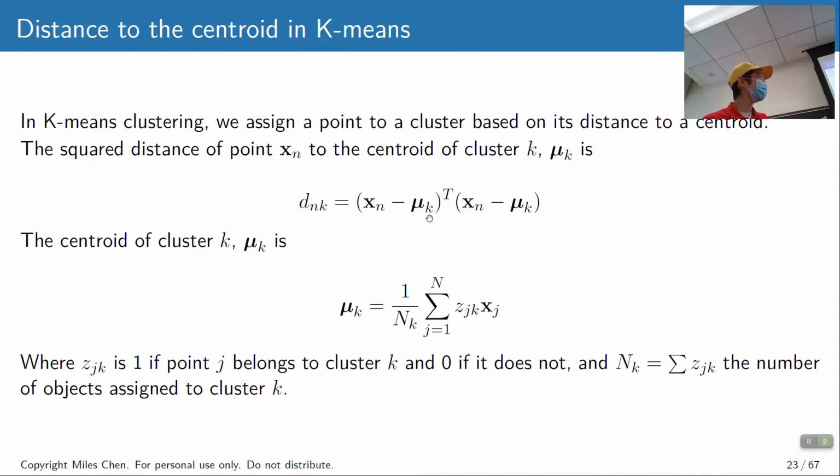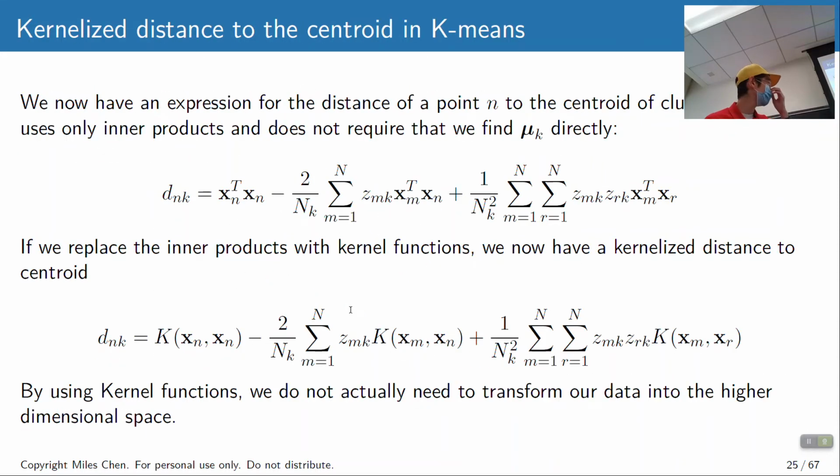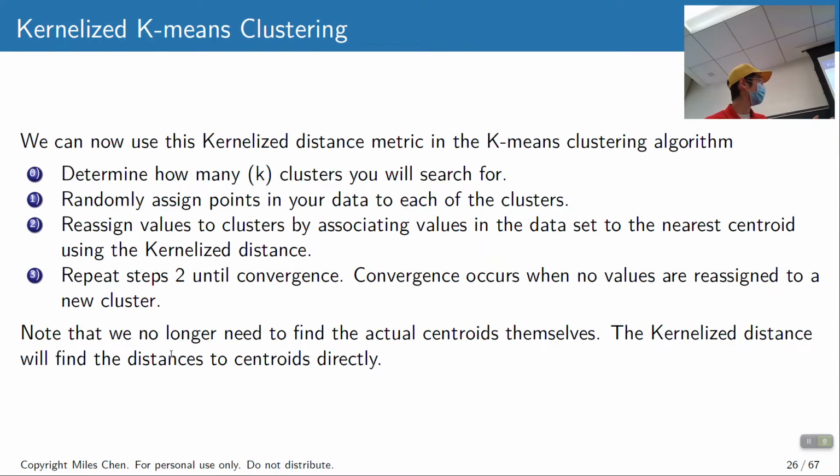But we are getting this same distance without actually figuring out what this centroid location is. And so here's the distance. Kernelized k-means clustering just says, start by randomly assigning the points, and then reassign the values to the nearest centroid using the kernelized distance. We didn't actually have to calculate the centroid there. Then you just repeat that step: reassign the points, recalculate distances, reassign the points, recalculate distances. Don't actually need to calculate the centroids themselves.